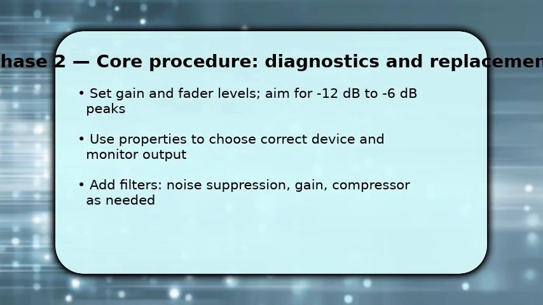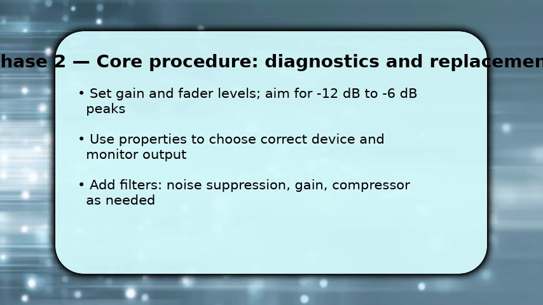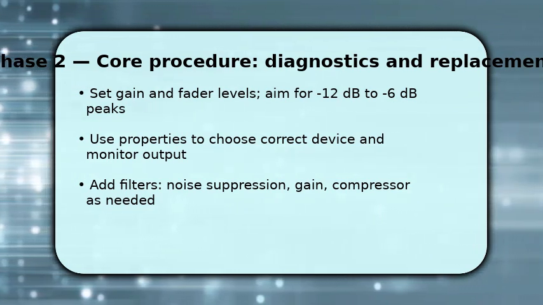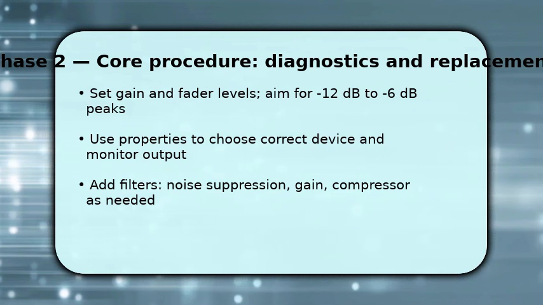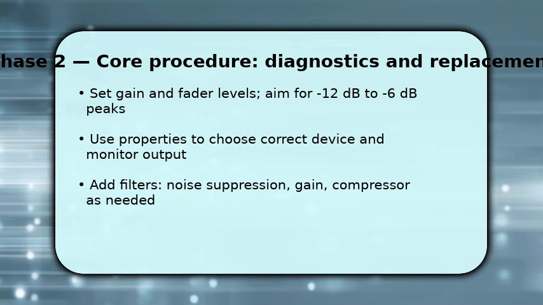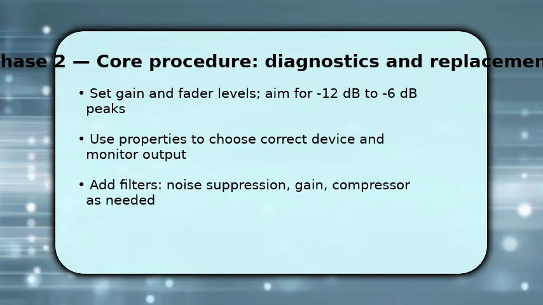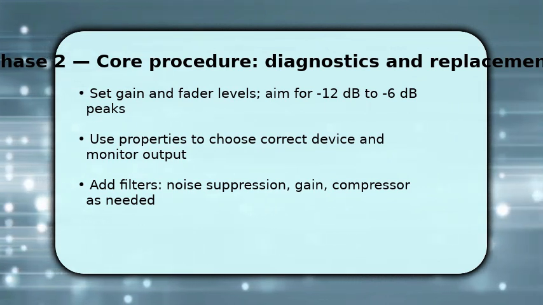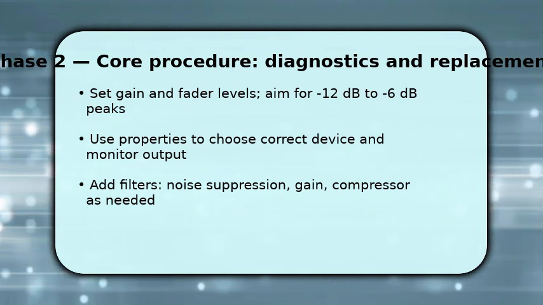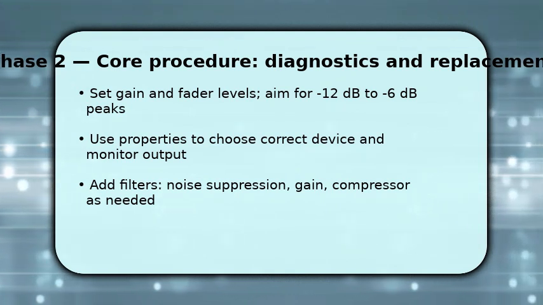Next, you dial in levels and routing so audio is both audible and clean. Lower or raise gain with the fader until peaks sit around -12 to -6 dB. That prevents clipping while leaving headroom. Then open source properties to confirm the active device and set monitoring to monitor off, monitor only, or monitor and output, depending on whether you want local playback. If background noise or uneven dynamics persist, add filters, noise suppression, a gain filter, or a compressor to shape the signal before it hits the stream.